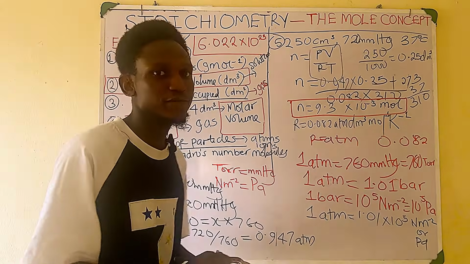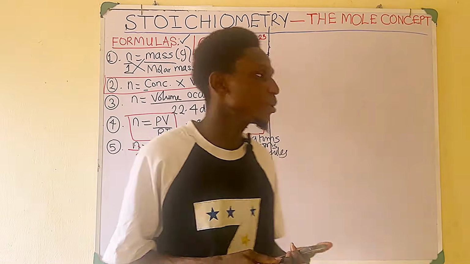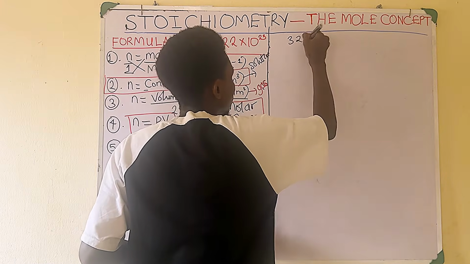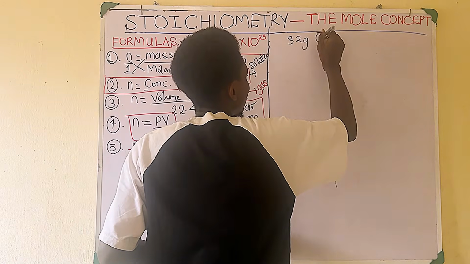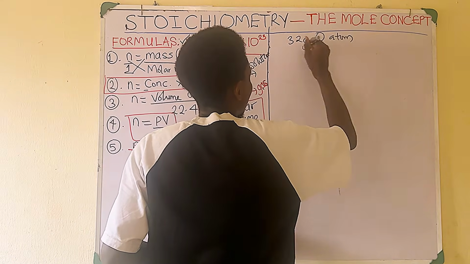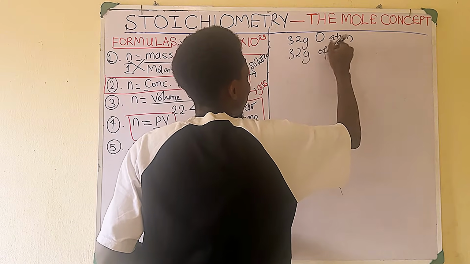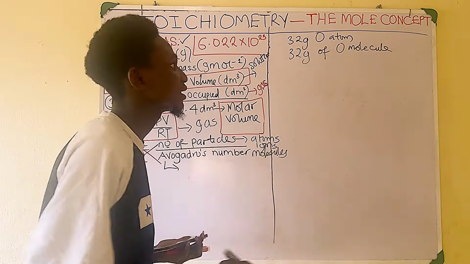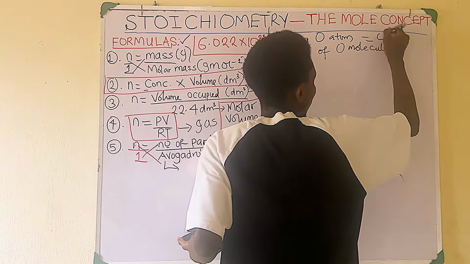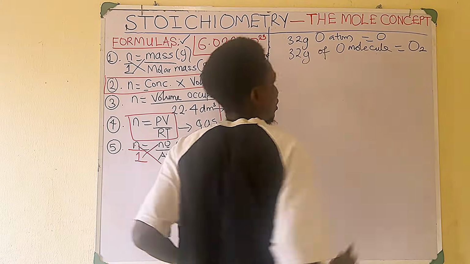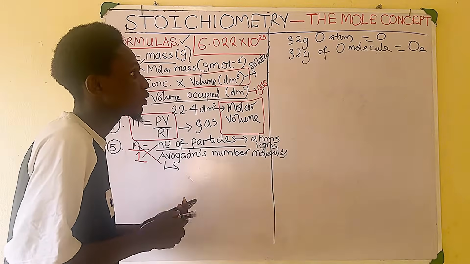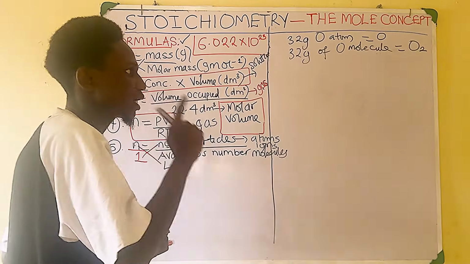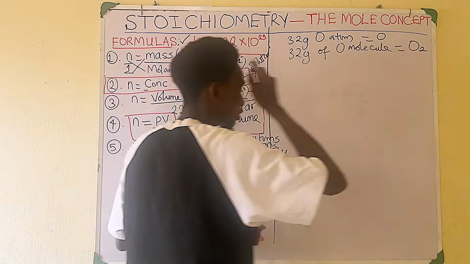Now we have two questions left. Let's quickly run them. So number 6 and number 7, remember it was 32 grams of oxygen atom and 32 grams of oxygen molecule. So the first distinction is that oxygen atom is just O, then oxygen molecule is O2. As a molecule, it exists as O2, then as an atom, it exists as just O, because we have just one atom. So this guy is made up of two atoms to give us the molecule.